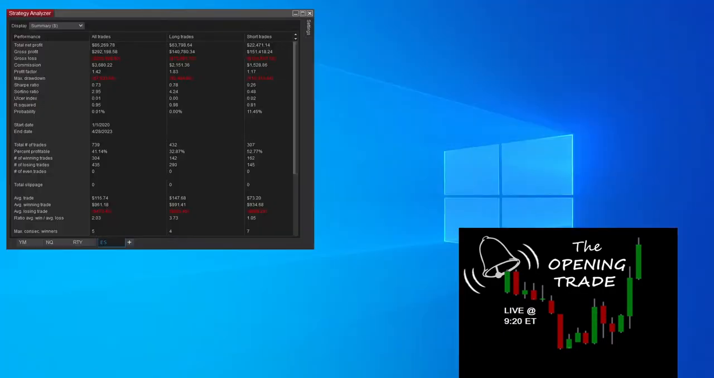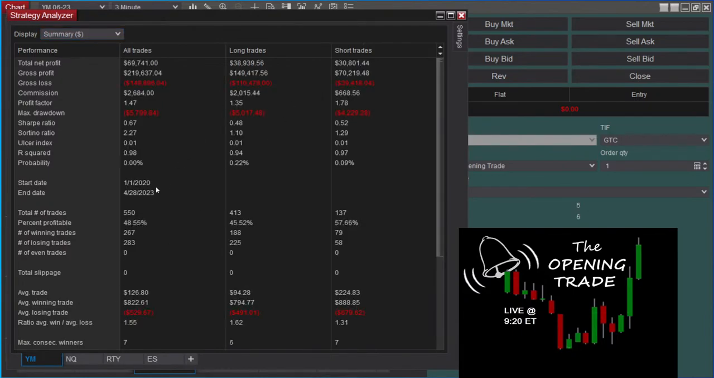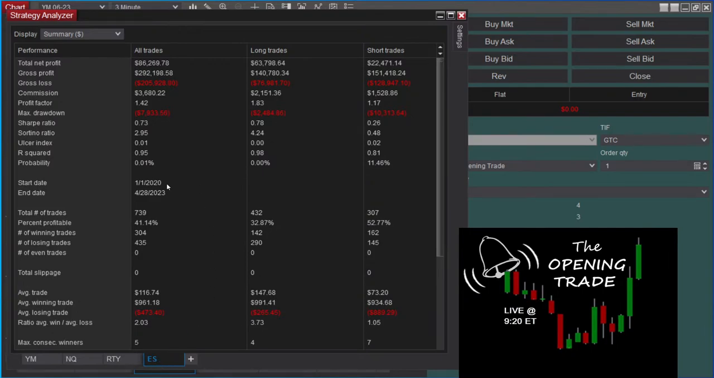Okay, let's take a look at the back test results. If you're able to, you can run a long back test. That's what's shown here: start and end date, max drawdown, gross loss, and total net profit. Russell, start and end date, max drawdown, gross loss, total net profit. NASDAQ, start and end date, max drawdown, gross loss, and total net profit. S&P 500, start and end date, max drawdown, gross loss, and total net profit.